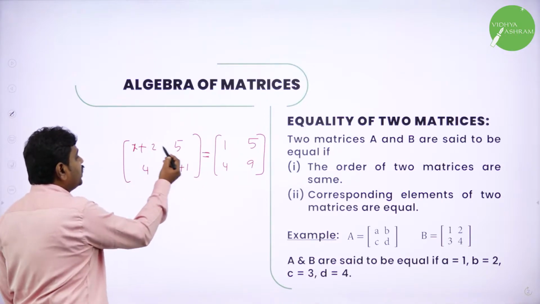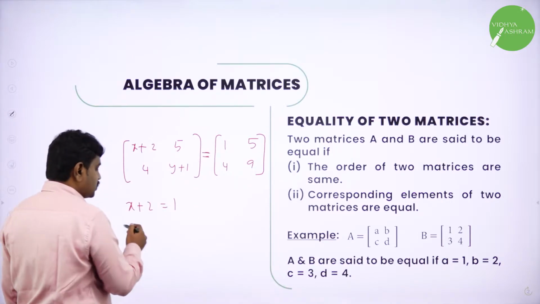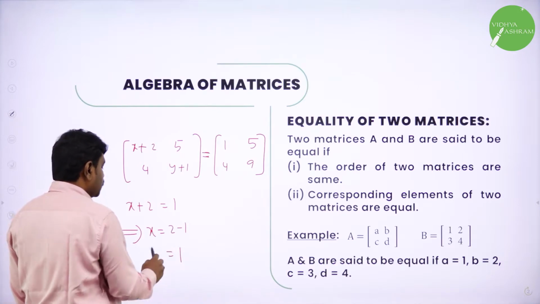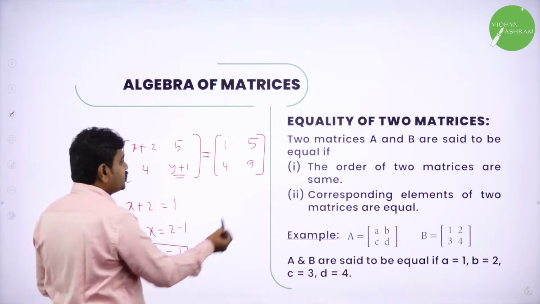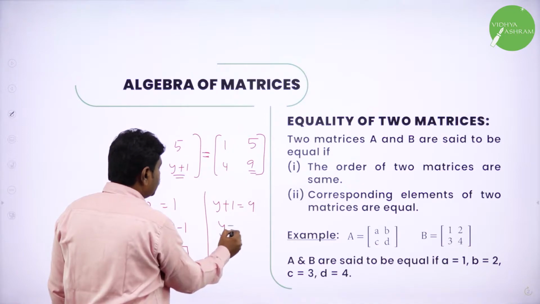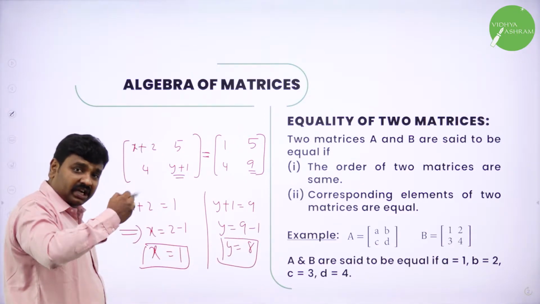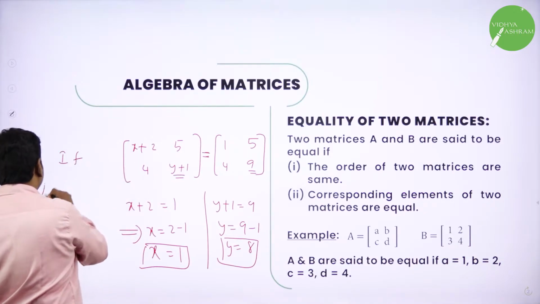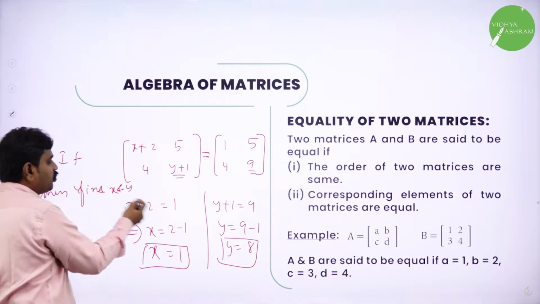Because they put equal, I will equate first element to first element. What is first element? X plus 2. Here what is first element? 1. Solve this. X is equal to 2 minus 1, x is equal to 1. So, like this we can find x value, and second row second element should be equal to second row second element, that is y plus 1 value should be equal to what? 9. What is y? 9 minus 1. What is y? 8. If two matrices are equal, corresponding elements are equal. Sometimes they will compile a question like this: if this is equal to this, then find x and y. Such many more problems we can solve.